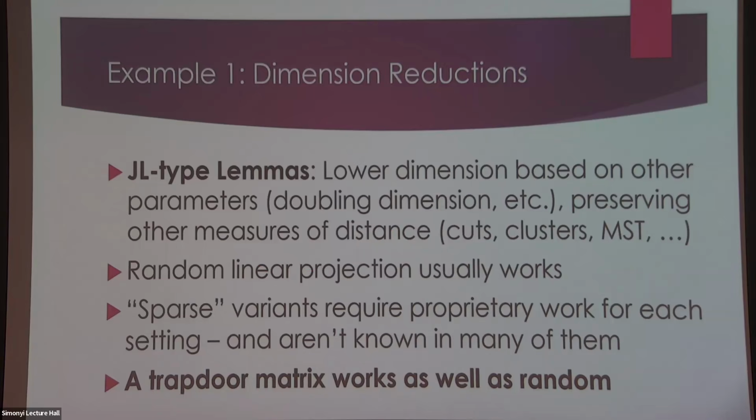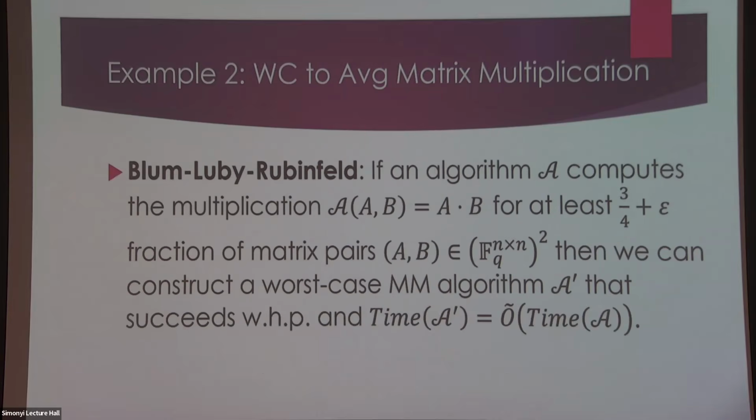Now I'll give you an example that is maybe slightly less obvious, not something that just says, okay, let's take a random matrix and do something with it. It's not super directly. And this is about worst case to average case reductions for linear algebraic tasks. So a classic result of Blum, Luby, and Rubinfeld is the following. They show that if we have some algorithm that computes the multiplication of random matrices over a finite field.